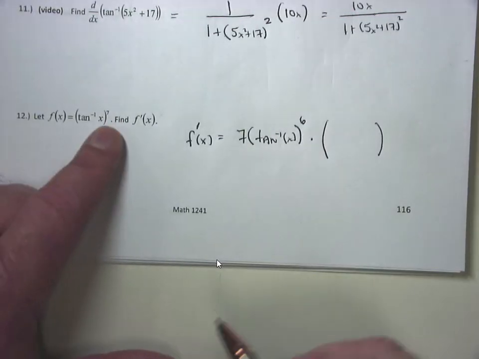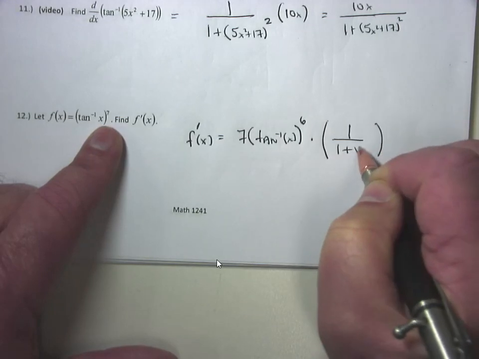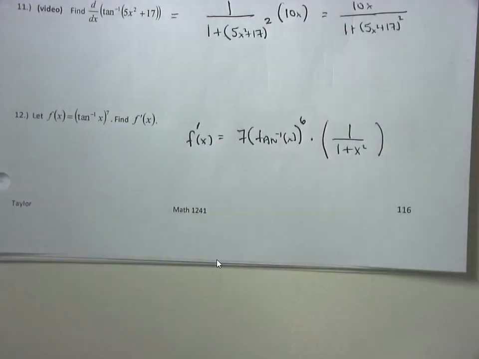What's the derivative of tangent inverse of x? Pure memorization. 1 over 1 plus x squared. And there's my derivative. Does that make sense? Questions?